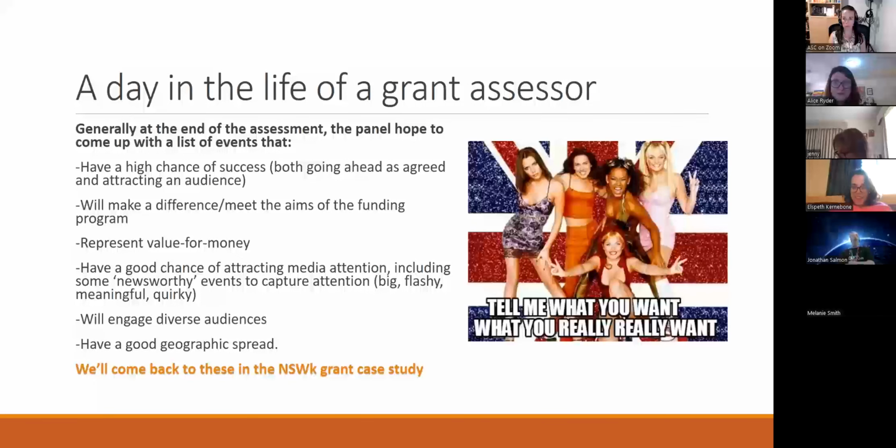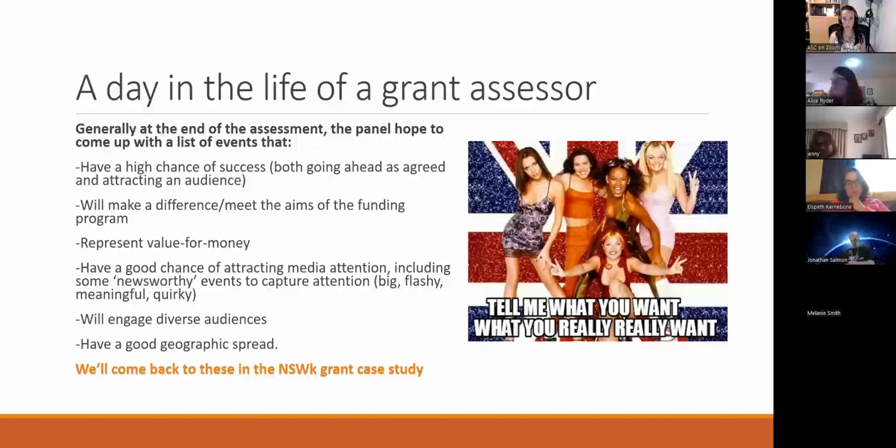We want events that represent value for money, especially in a government context. It's really important that government money is being spent wisely. And there's a great deal of sort of review and consideration of the way that government funds are spent, because they are always increasingly tighter and tighter.